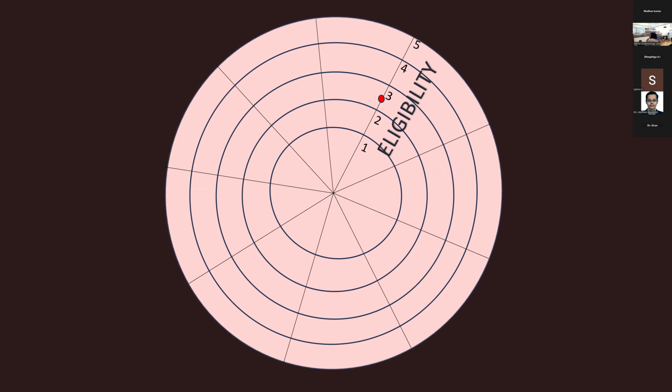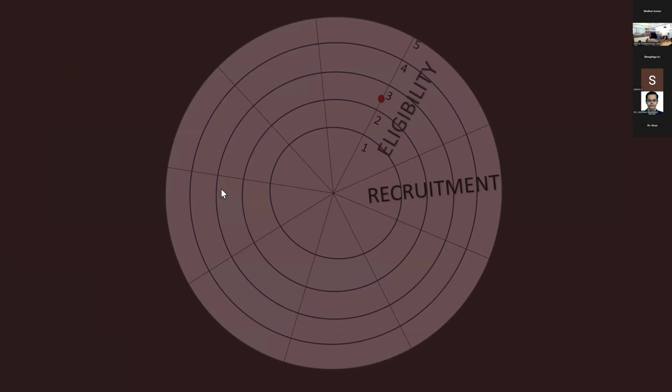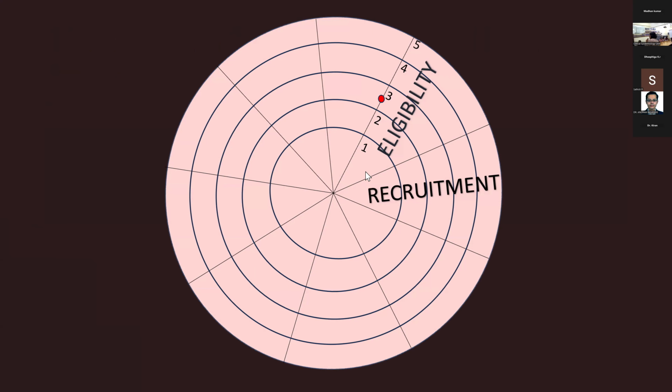So looking at the next one, recruitment. In a pragmatic study, participants have to be recruited at the point of care itself. So how are the participants recruited into the trial? Here they have recruited from 5 tertiary hospitals in US, Australia, and Canada. They have not specified if that was done as a part of their usual care, or if they had issued public advertisement, as in if anyone is willing to participate in the study, or sent postal letters to the eligible participants. So there is still an unsureness, so I have not graded the recruitment here.